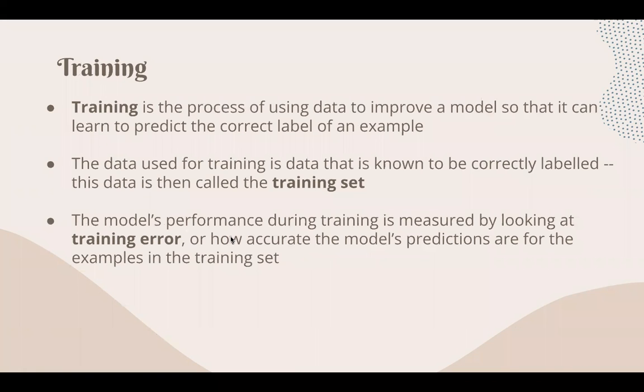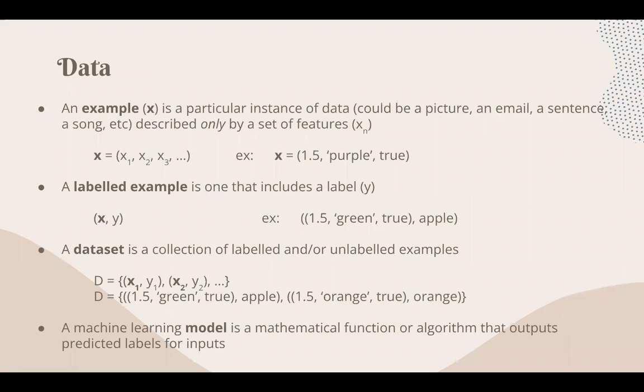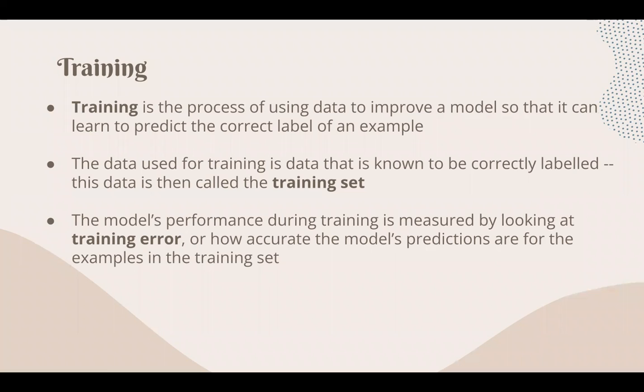Training. When talking about machine learning, everyone talks about training and testing. So what exactly is training? Training is the process of using data to improve a model so that it can learn to predict the correct label of an example. Going back to our previous slide, we know an example is an instance of data that is described only by a set of features, but it's not labeled. The data used for training is data that is known to be correctly labeled. This data is called a training set, and it allows the model to further learn.